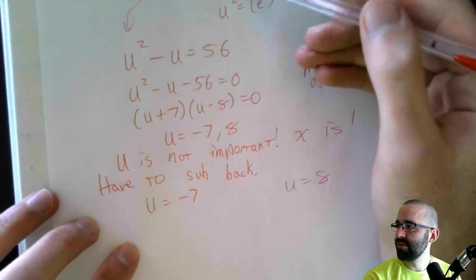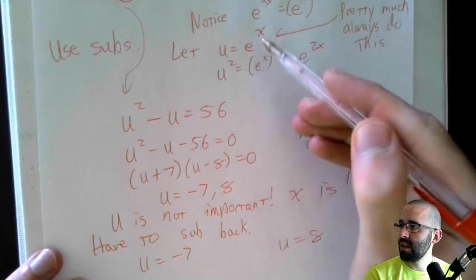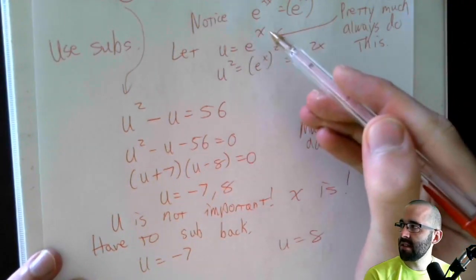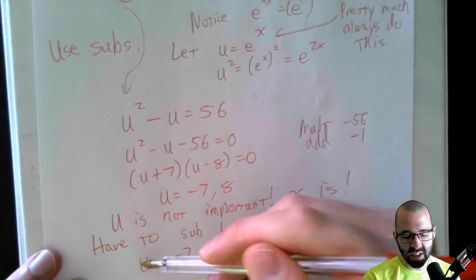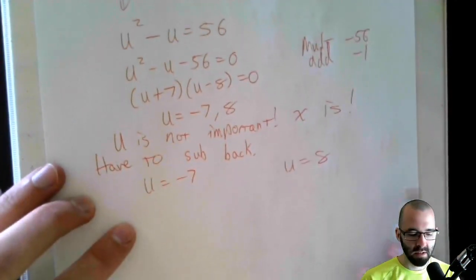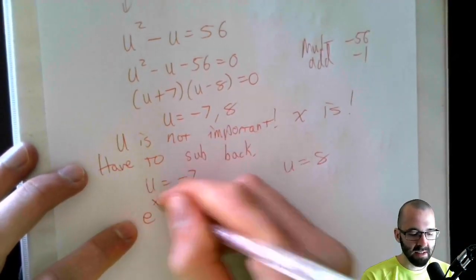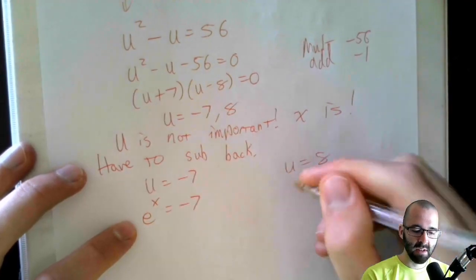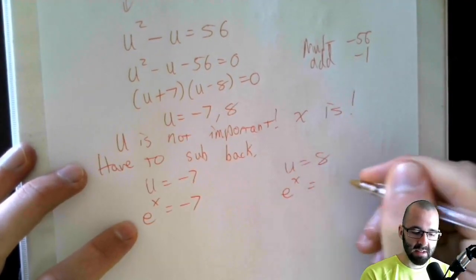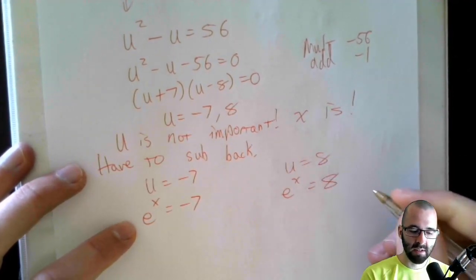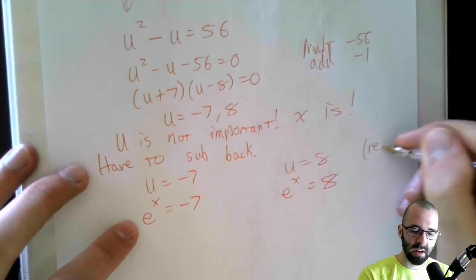Okay? So, what is u? U was e to the x. So we replace the u with e to the x. So we get e to the x equals negative 7, and e to the x equals 8. Right?